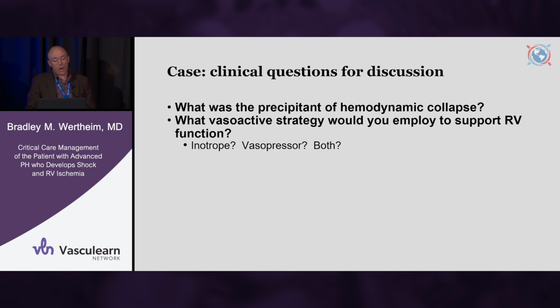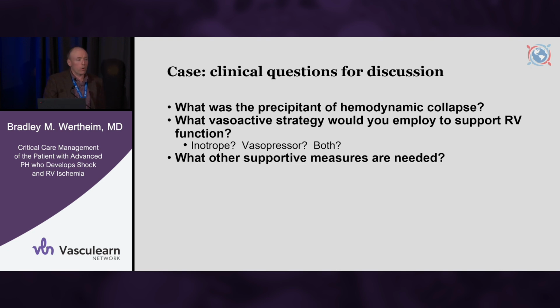What vasoactive strategy would we use to support RV function? Is this an inotrope? Is this a vasopressor? Is it both? And this ties into the discussion that we had back in November of last year, when Dr. Dubrak and I respectively spoke about the role of vasopressors, the role of inotropes, and then balanced agents. And how do we go about choosing these, given the fact that there are no high-quality randomized controlled data to inform the use in this setting?